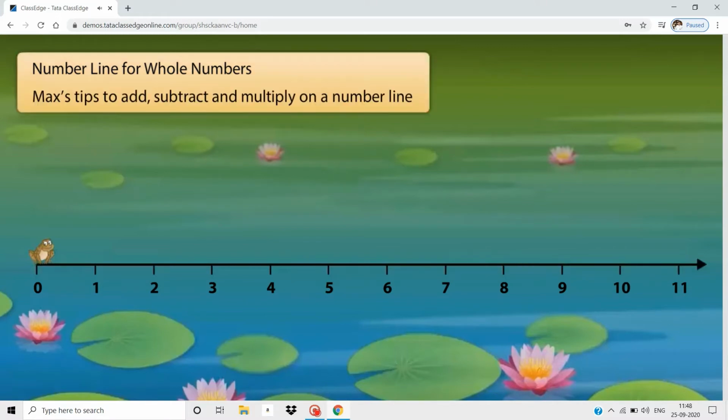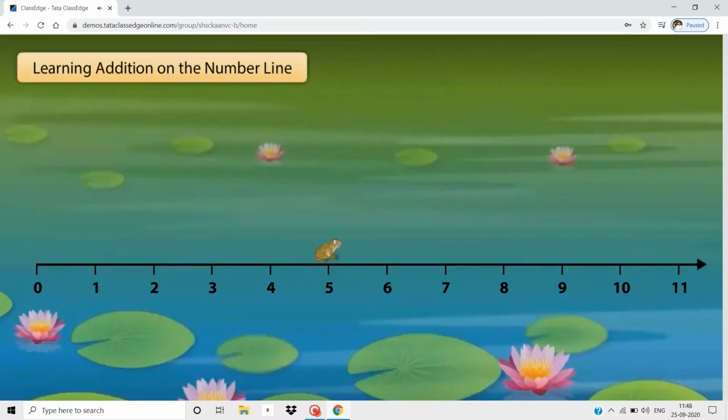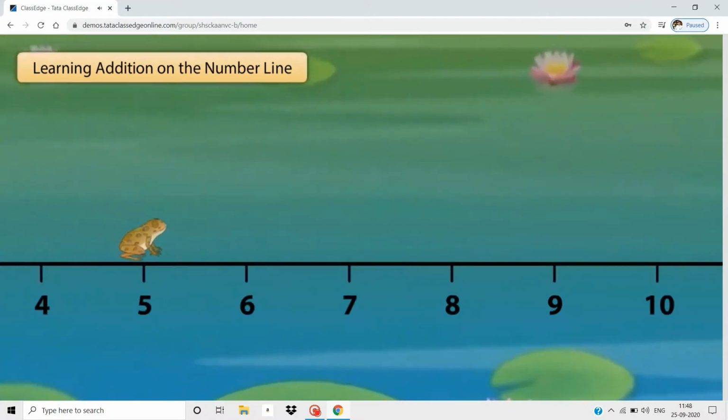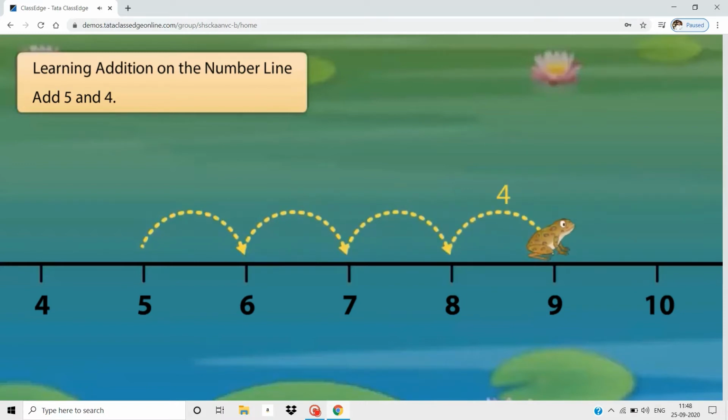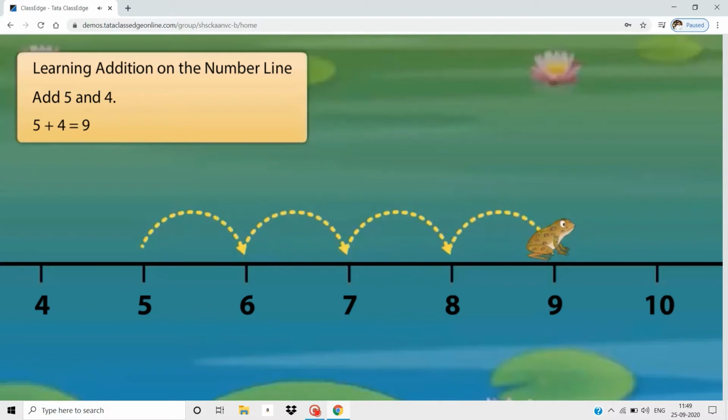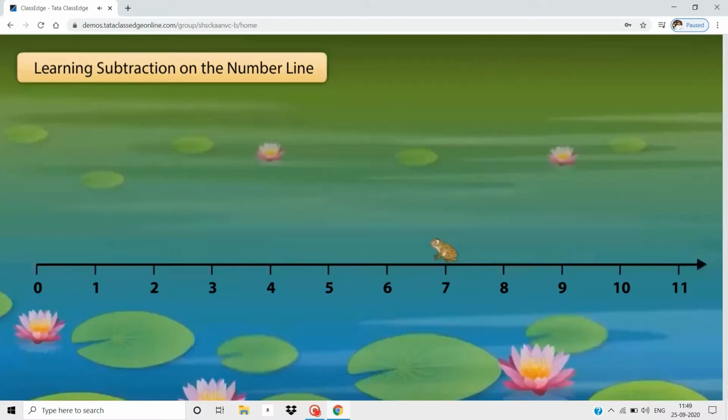Now, let's learn how to carry out addition, subtraction and multiplication on this number line. Let's begin with addition. You will learn to add the numbers 5 and 4 on the number line. I will jump 4 places to the right from 5 on the number line. I reach here at 9. This means that when you add numbers 5 and 4, the total is 9.